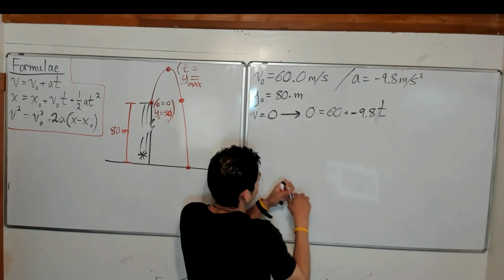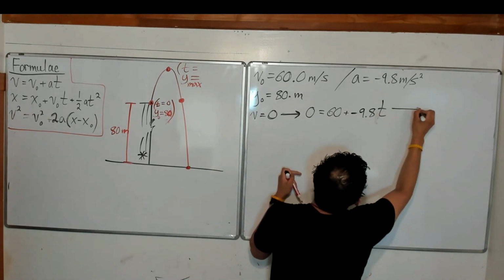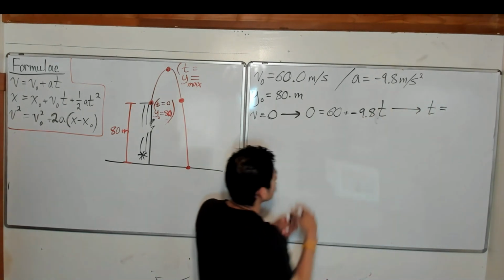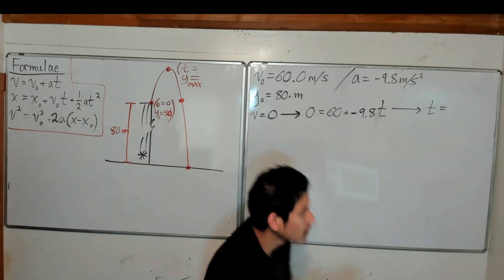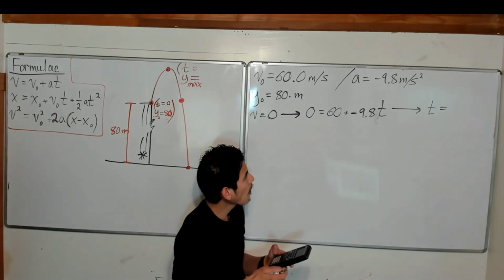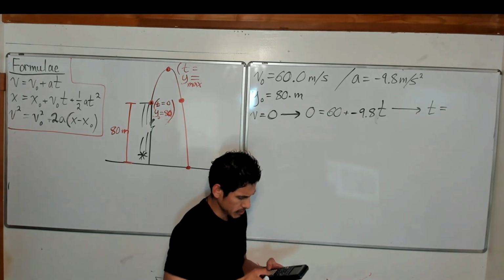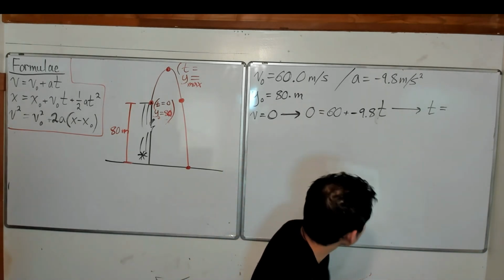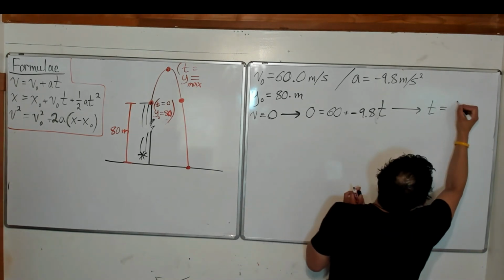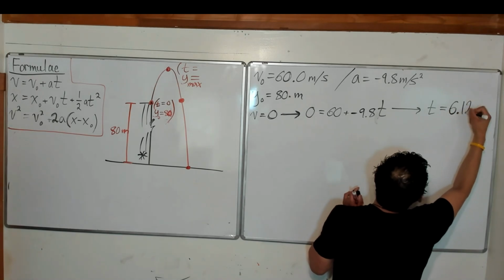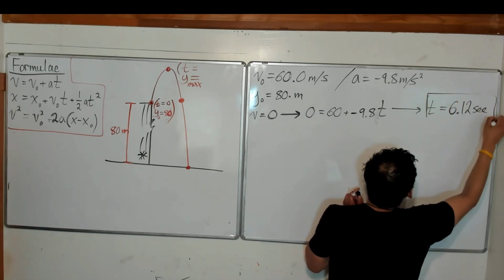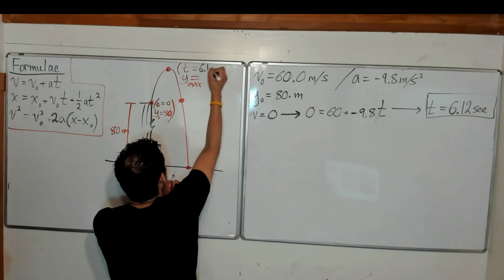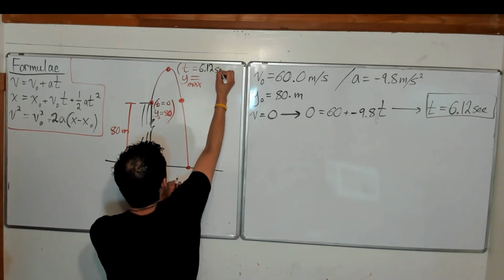And let's solve this. t will be, let's use a calculator, 60 divided by 9.8, so 6.12. So at the top, it takes 6.12 seconds to reach that. It's all good.